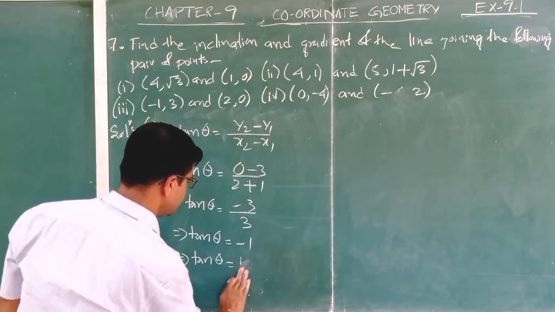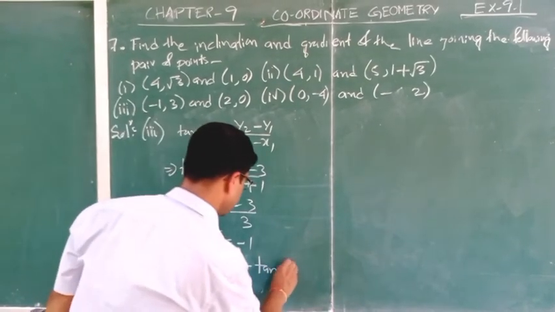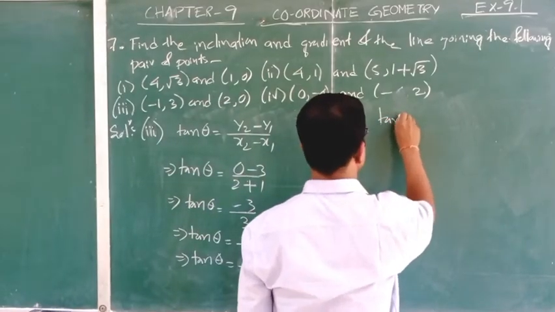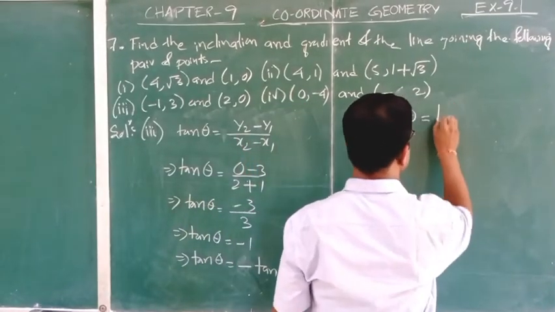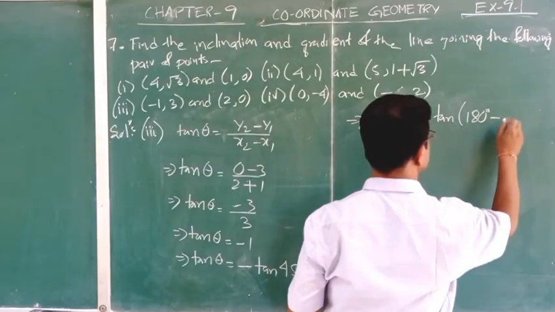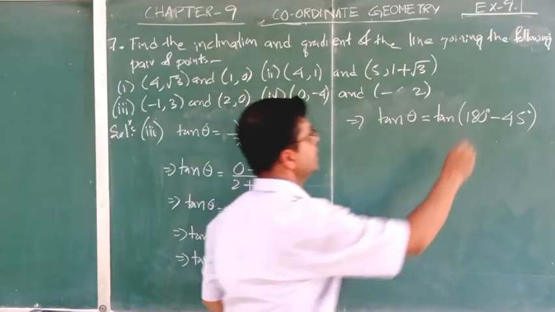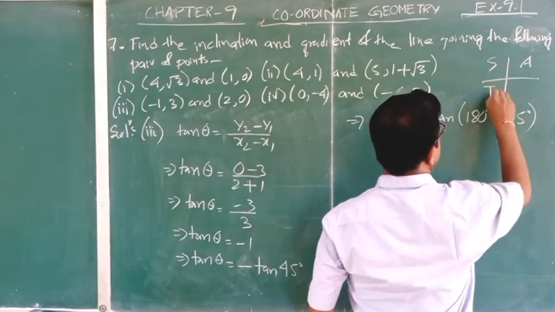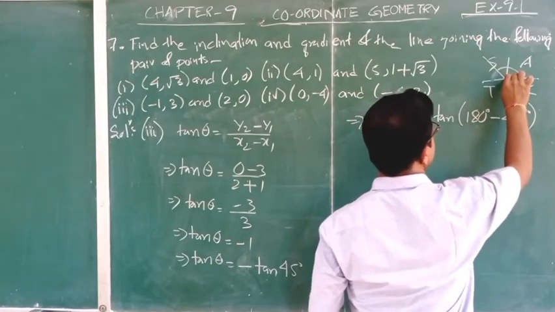Tan of which angle is minus 1? We have to write tan of 135 degree. Now I will not explain further. You know it, because today also we have done it. How we have to do it? This is tan of 180 degree minus theta, 45 degree we have to write, isn't it? Because it is in the second quadrant. Let me explain. Here in this quadrant, this is 180 minus theta, that means the angle is somewhere here.